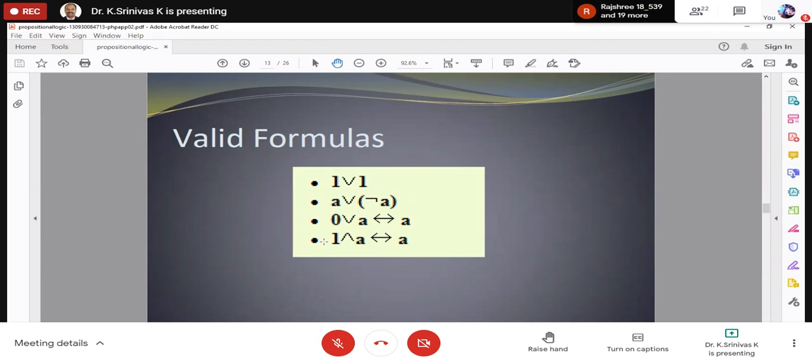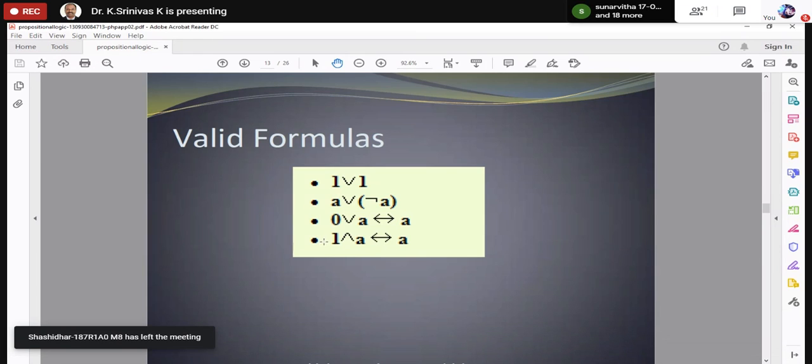So these are the valid formulas. Whatever you do, you are going to get one. For all assignments, we have four assignments. If you look at all the four assignments, you are going to get one. 1 or 1 is equal to 1. If A is equal to 0, that is 0 or not A, that is equal to 1. 0 or 1 is 1. If A is equal to 1, 1 or negation of A, that is 1 or 0, that is also 1.